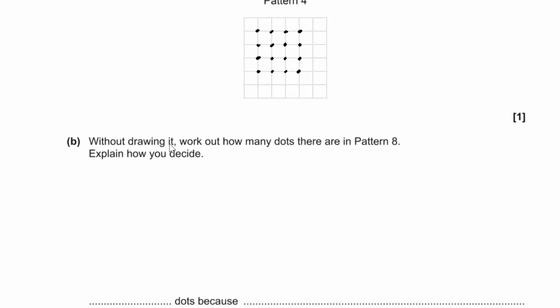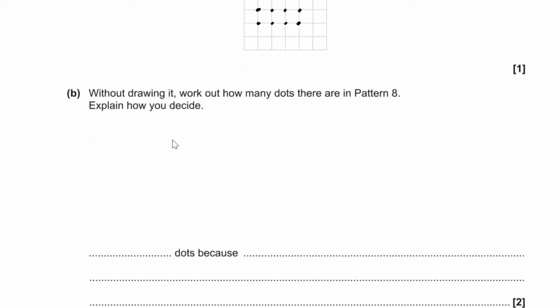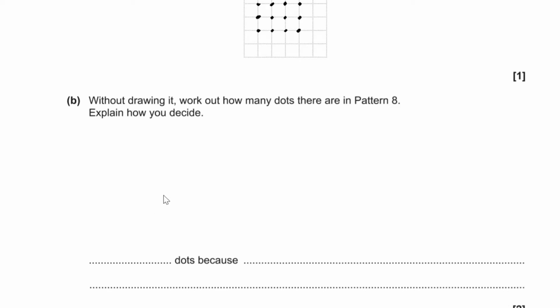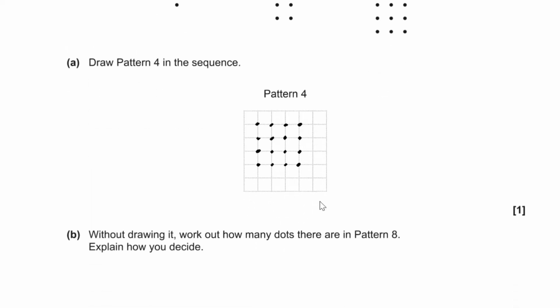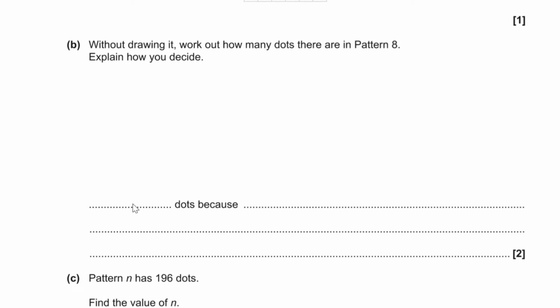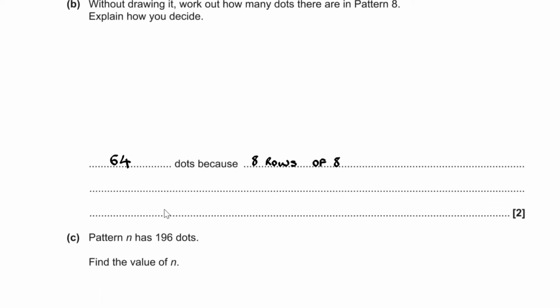And for part B, without drawing it, work out how many dots there are in pattern 8, explain how you decide. Well, here, what we did with pattern 1 is we squared 1, pattern 2 we squared 2, pattern 3 we squared 3, and pattern 4 we squared 4. So with pattern 8 we'd have to square 8, which is 64. So the reason we have 64 dots is because we have 8 rows of 8 gives us 64.